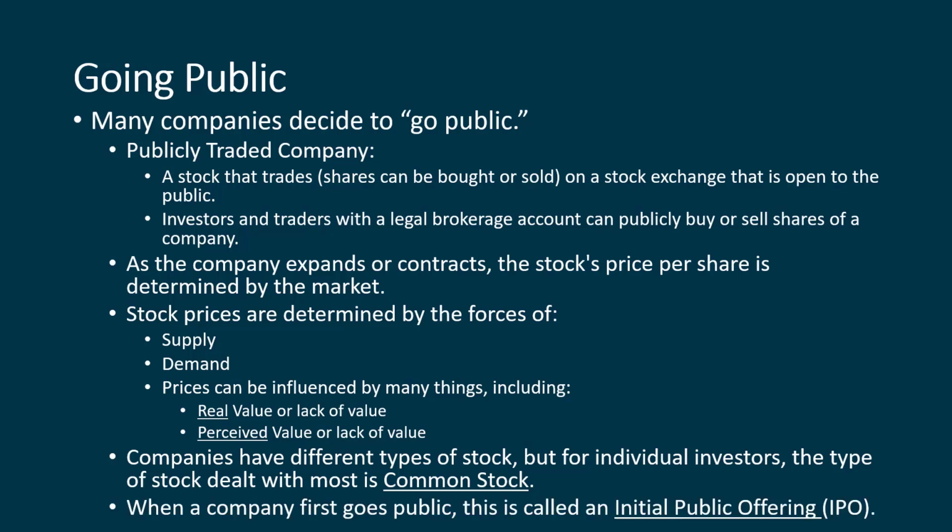When a company first goes public, this is called an initial public offering, or IPO. There's usually a big deal made out of this. We know ahead of time when this is going to happen. They might gather some people from a particular company and let them ring the opening bell, or they might come and ring the closing bell on the first day that they trade.